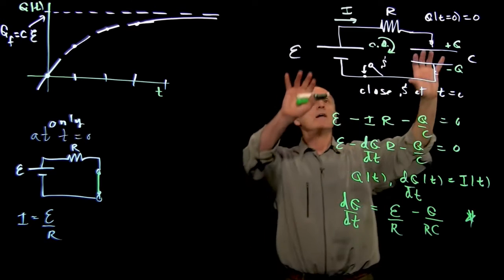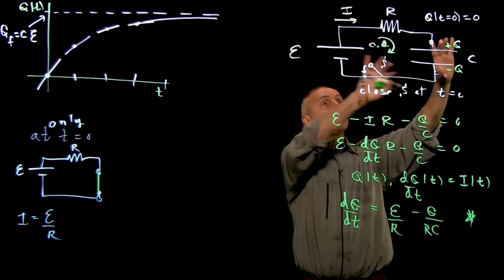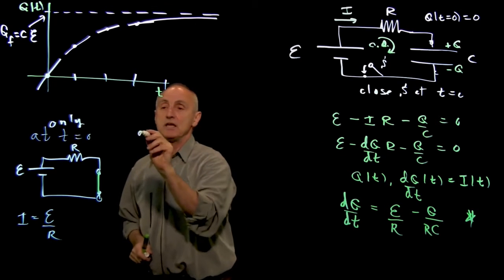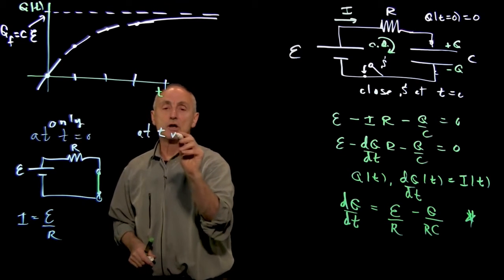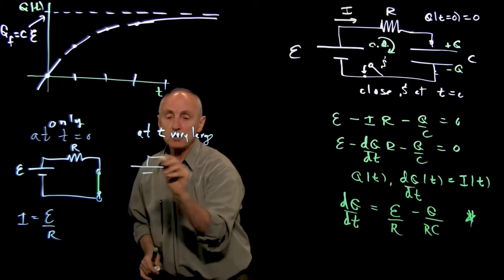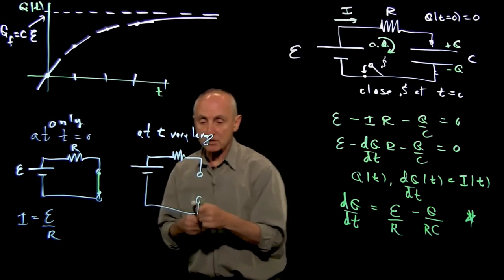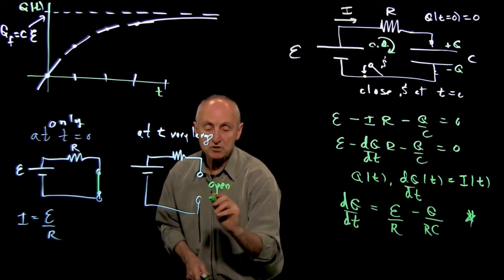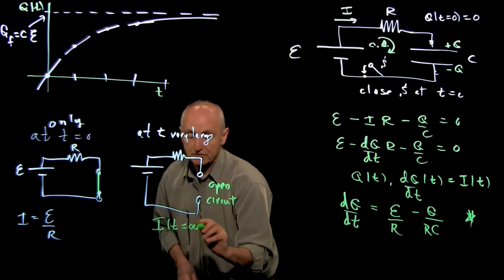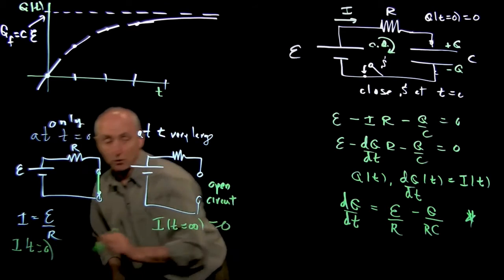That's no surprise. The potential difference across the battery is the same as the potential difference across the capacitor. No current flows anymore, and at t very large, we could call it infinity, we can draw our circuit like this, and now the capacitor is an open circuit because I at t equals infinity is 0. This is I at t equals 0.